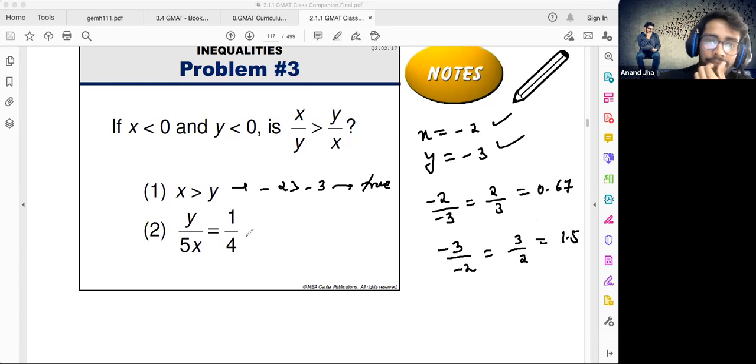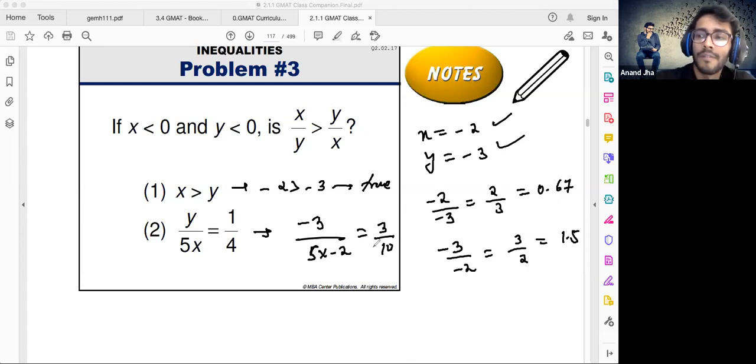True. Let's check this. Y by 5x. What is y? Three by 10. What is the problem, by the way? Got it now? X less than 0, -2 I took. Y less than 0, -3 I took. X by y. What is x by y? -2 by -3, which is 2 by 3. 2 by 3 is 0.67. What is y by x? Y by x is -3 by -2, which is 3 by 2. So 1.5. So of course, my inequality holds true.